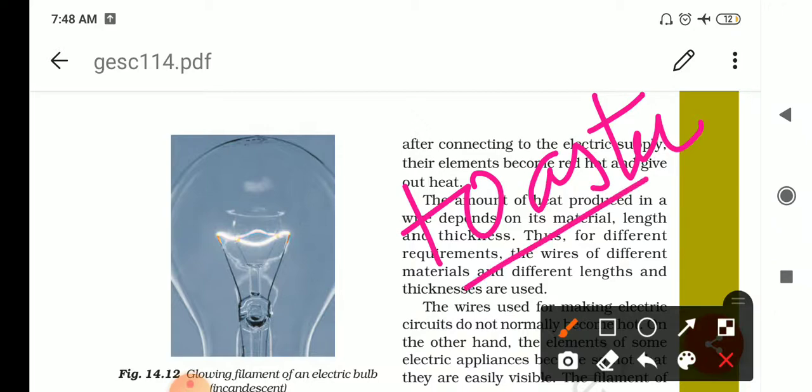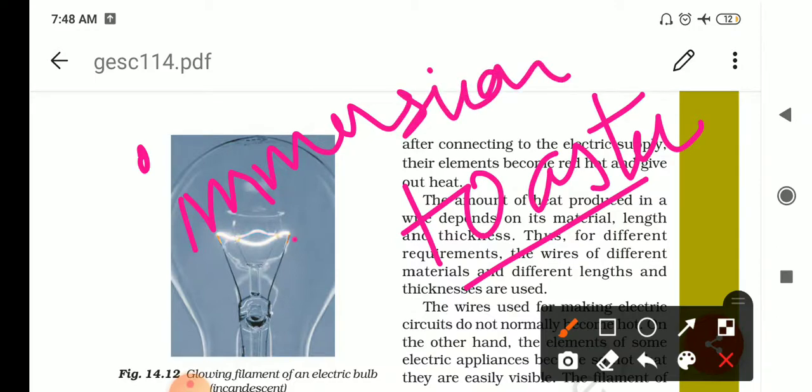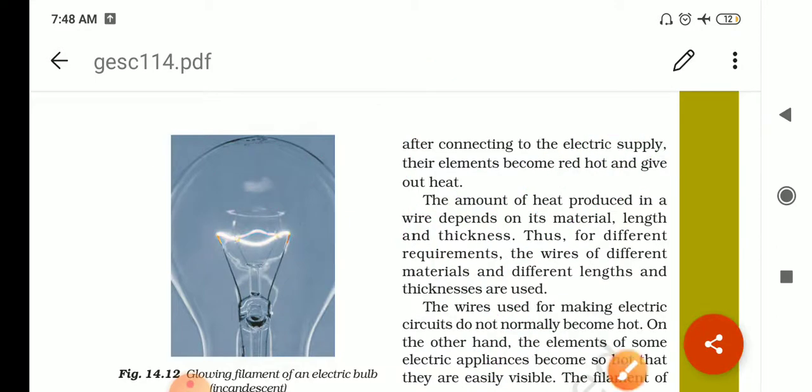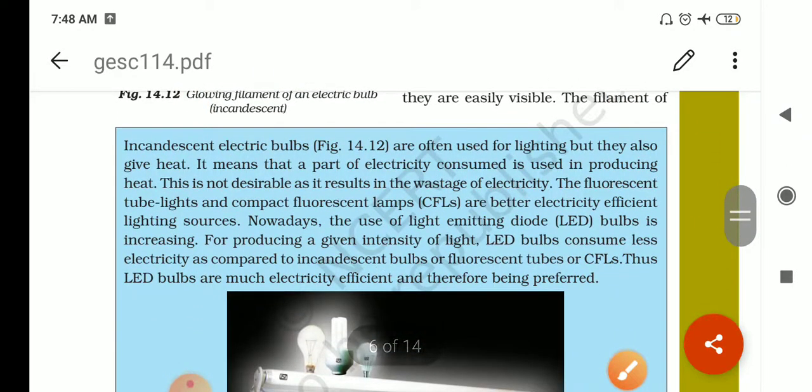One may be the toaster, second may be the immersion rod, and third it may be the iron. All of these work on the heating effect of the electric current. Getting? Okay.